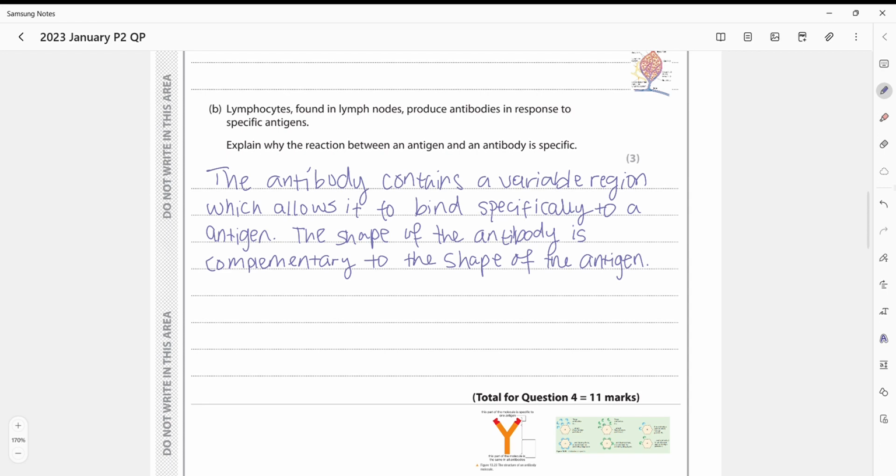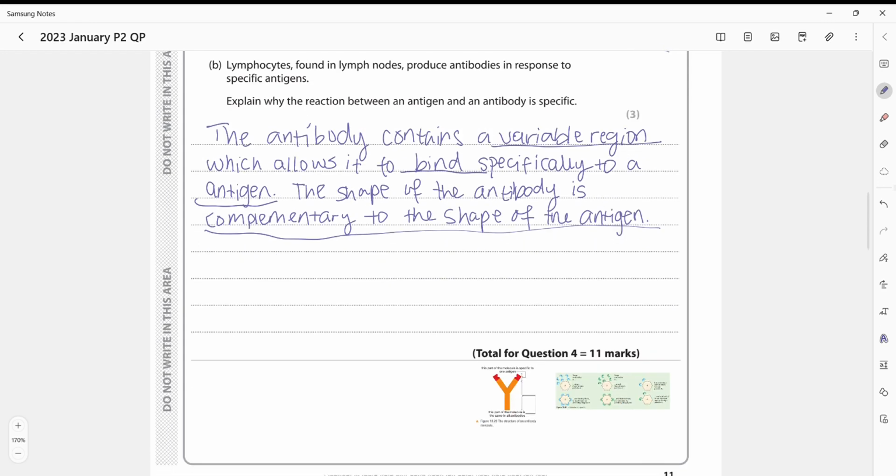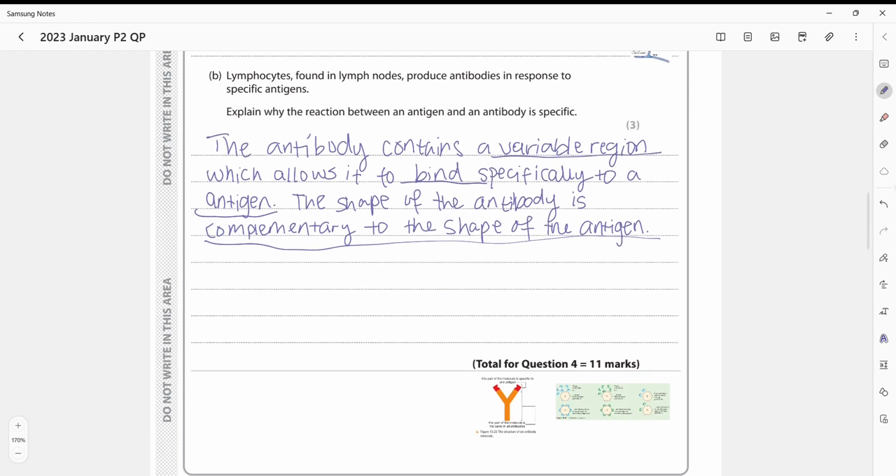Okay, so the 3 marks are variable region, that's 1 mark. Another mark is will bind specifically to an antigen. And then the other mark would be complementary to the shape of the antigen. So that's a 3rd mark. Another mark you can also say is that each antibody would be different, so they would all have very different variable regions. Okay, we'll move on to question 5 in the next video.